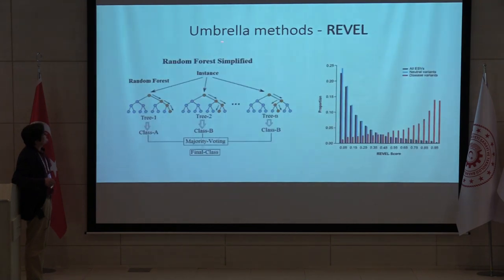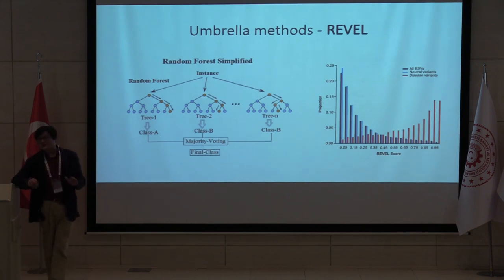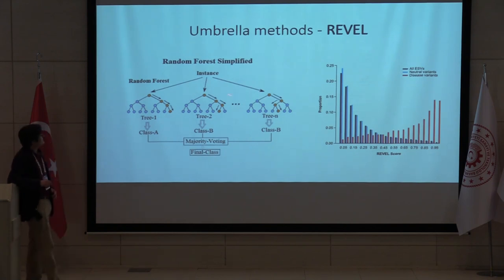So newer methods, this works actually pretty good. It's called REVEL. And REVEL is an umbrella method using random forest. Random forest is an extension of decision trees. And decision trees everybody likes because the concept is very simple and they capture dependencies, but an individual tree doesn't work very well. So what you can do, you can create multiple trees, train them on subsets of data and let them vote. And that's what random forest is, and this is a reasonably popular method as well.